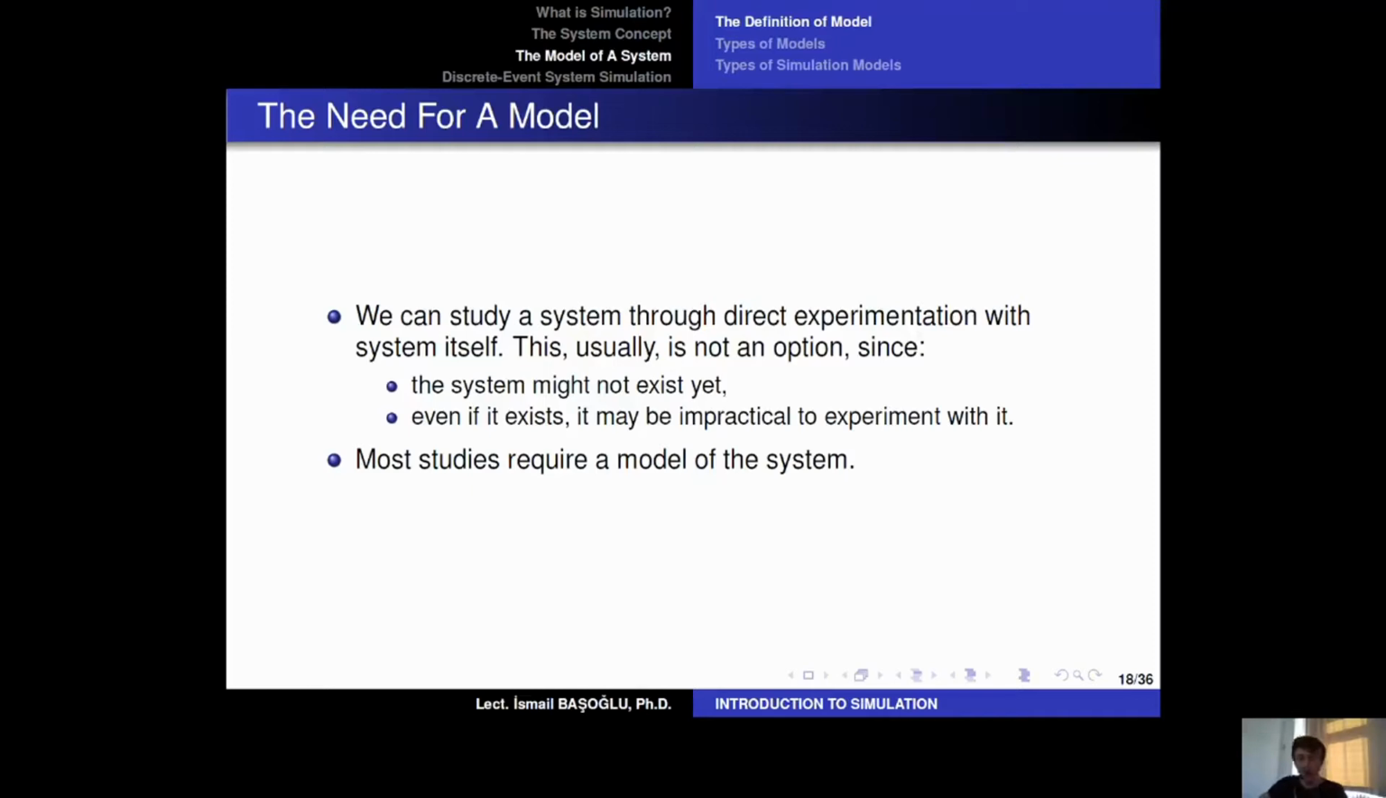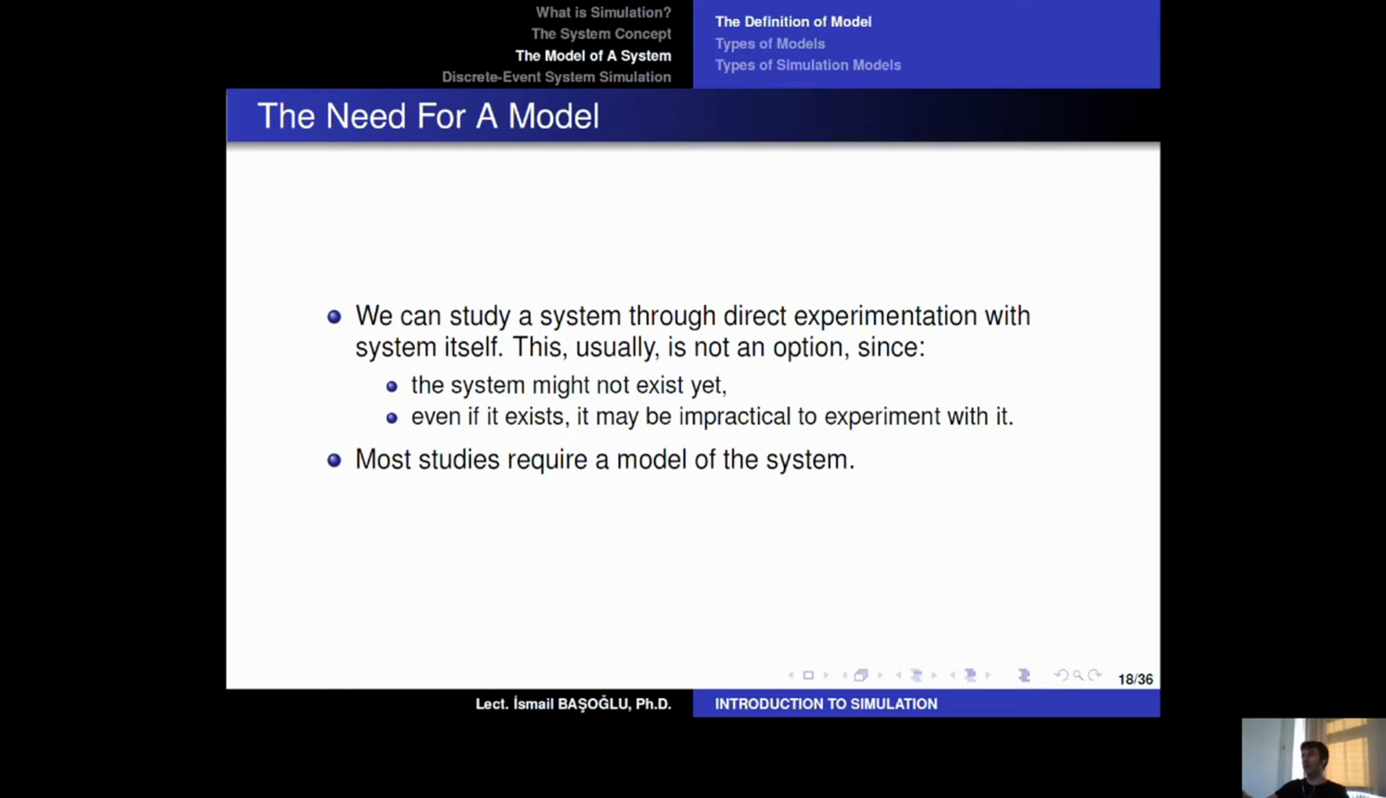Now, we are going to continue with the explanation of the model. So why do we need a model to study a system? Now, as we have said, we can study a system through direct experimentation. But this may not be the option at all times. Why? Because the system may not exist yet.